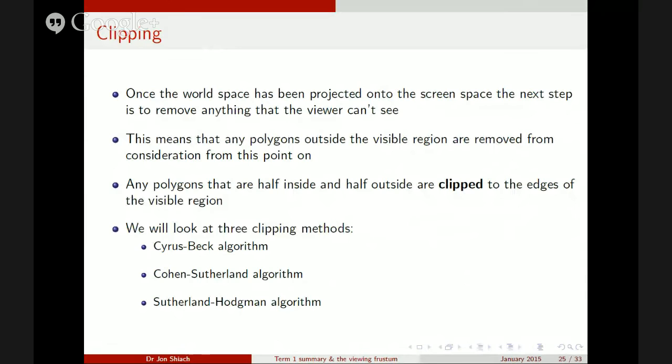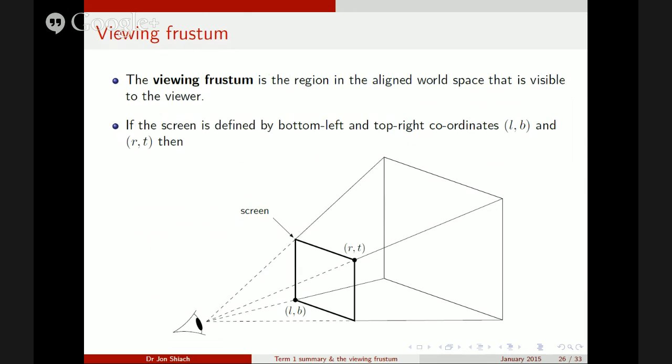So essentially that's what we're doing with clipping. Anything we can't see gets removed from here on in. The problem is, some things are partly in our vision. Some things will be half inside and half outside the viewable region. So that's what we're going to be looking at, clipping. We're going to be looking at 3 methods over the next week or so.